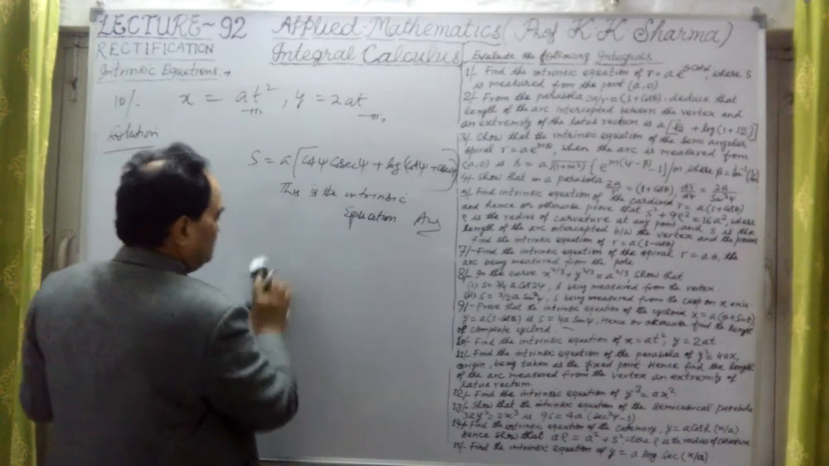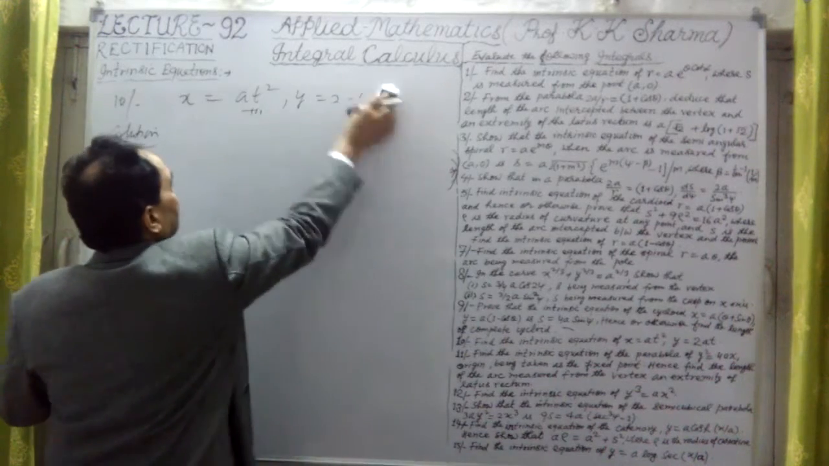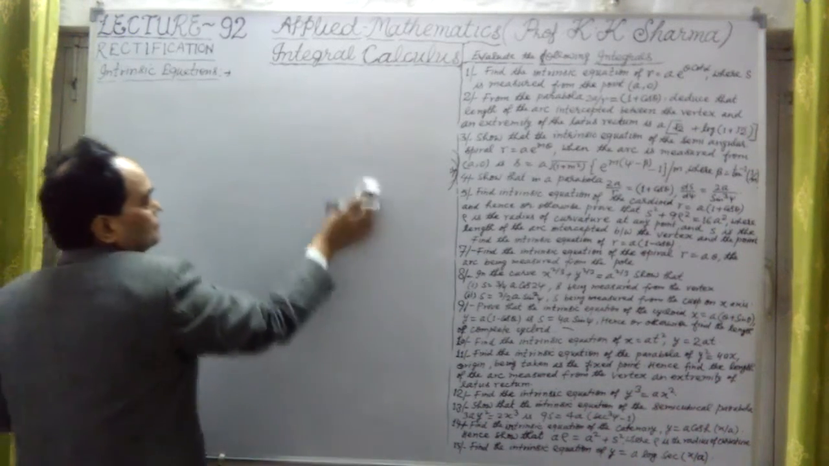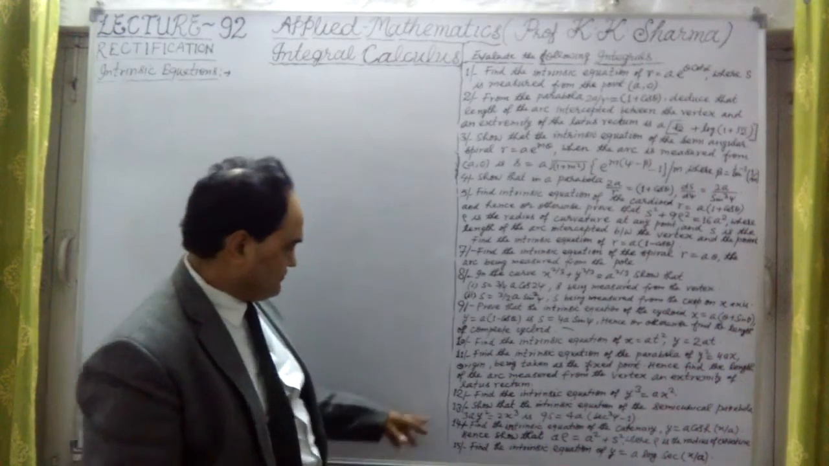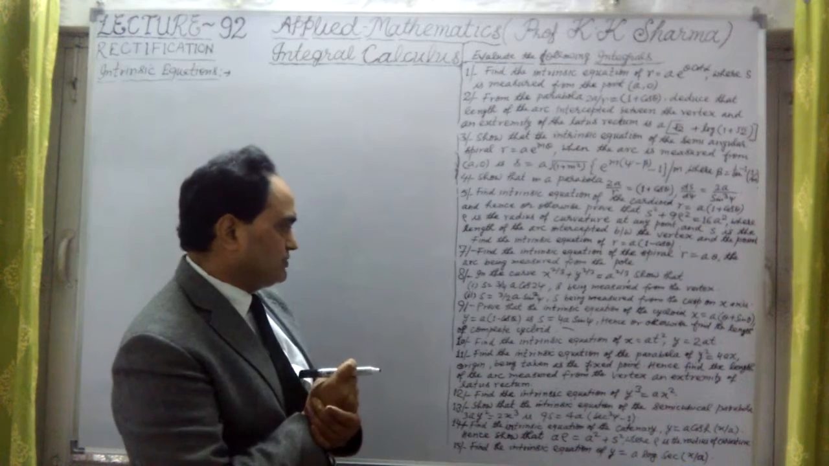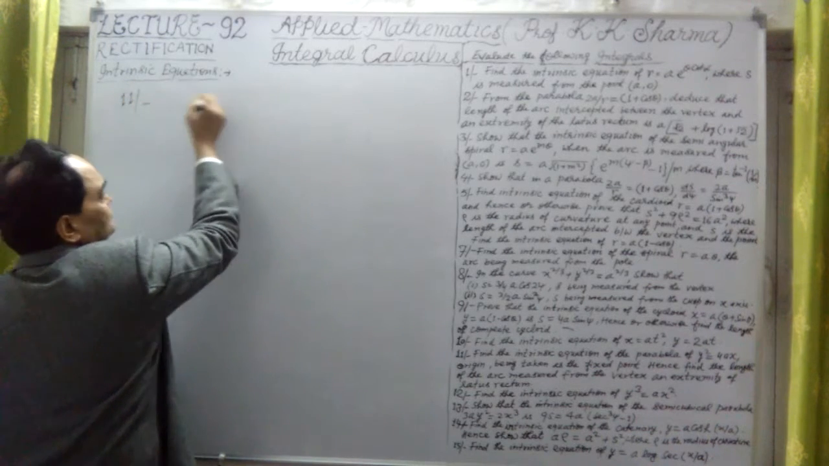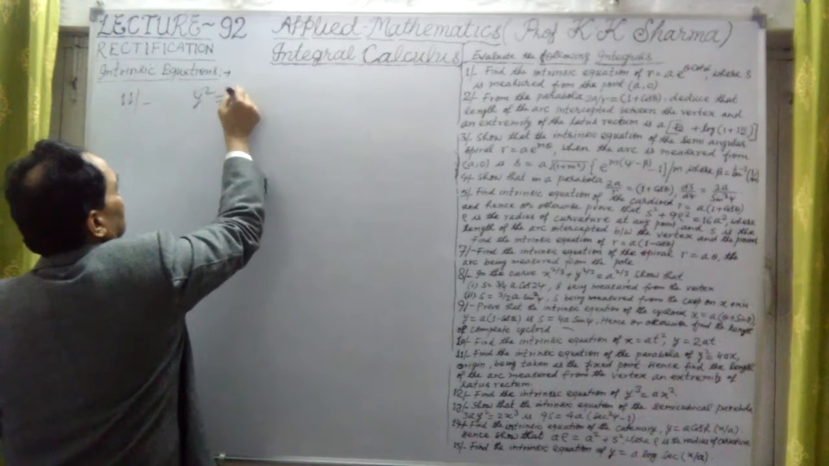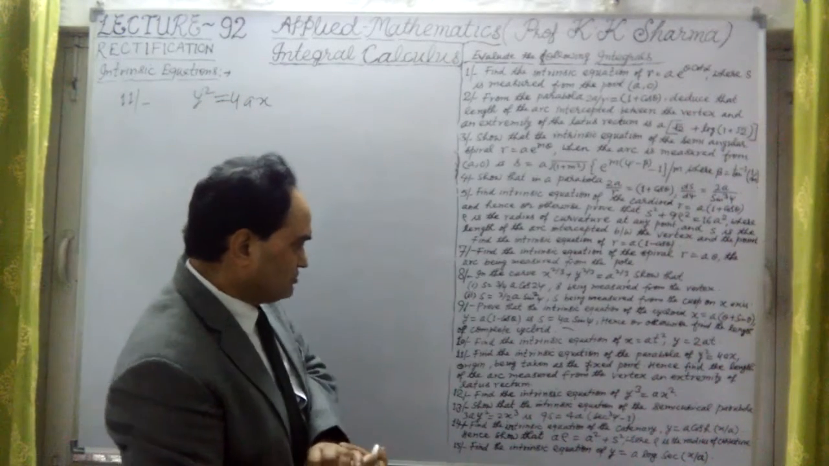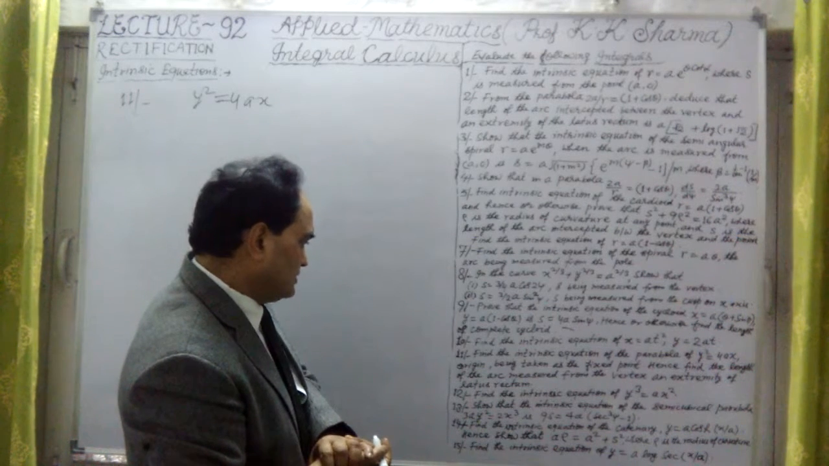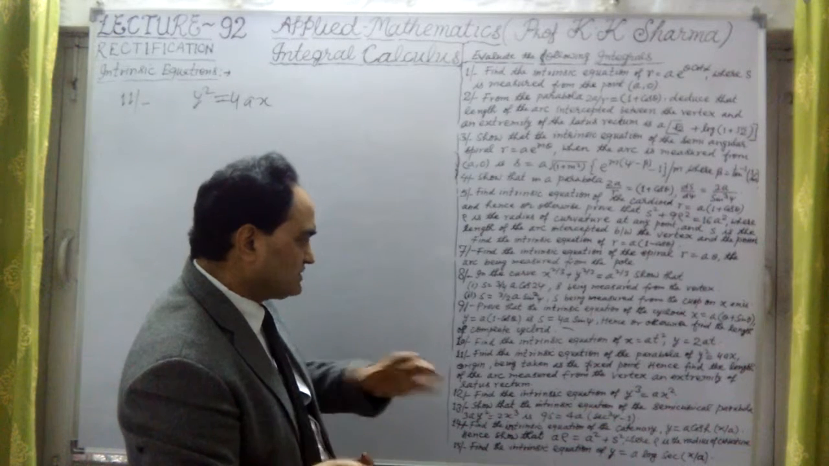Now let me talk about question number 11. What does it say? So question number 11 says: find the intrinsic equation of the parabola y square equal to 4ax. We have to find the intrinsic equation of this, y square equal to 4ax, and origin being taken at the fixed point.